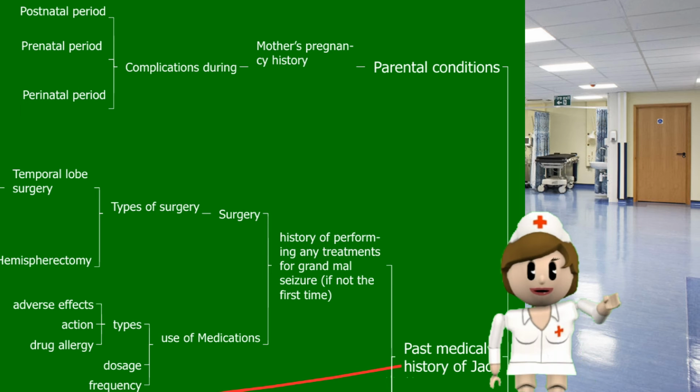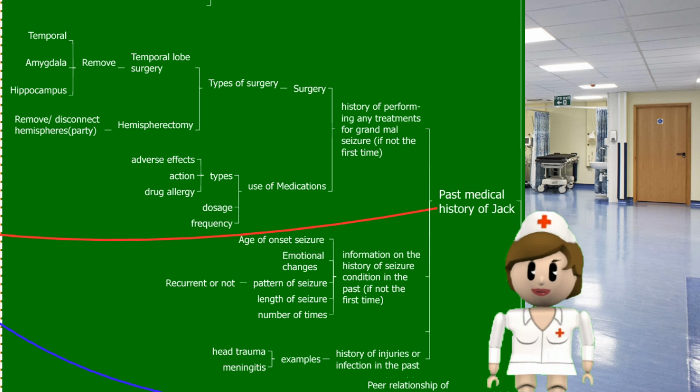We should assess the pregnancy history of Jack's mother to see if there are any complications during his prenatal, perinatal, and postnatal period. For example, infection, history of seizure during pregnancy. Secondly, we should assess the past medical history of Jack by asking his parents for more in-depth information related to his disease. Firstly, assuming that this is not the first time of Jack having seizure, we should assess his history of performing any treatments for grand mal seizure.